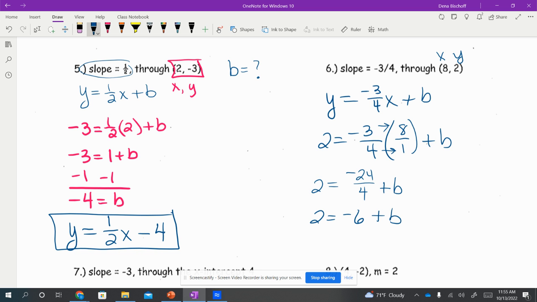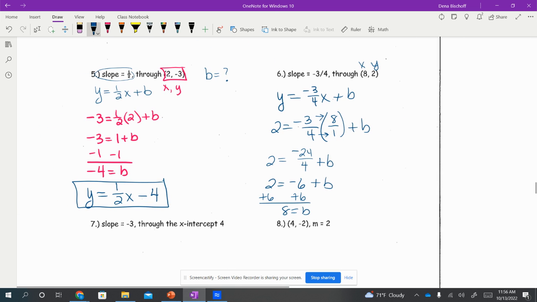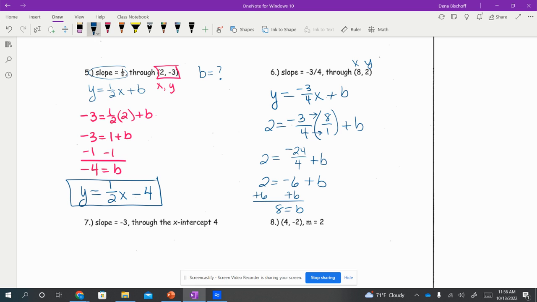How do I solve that? Last step. Add what to both sides? 6. Add 6 to both sides. So I find out that my b value is 8. So my equation is what, Daniel? Y equals -3/4x plus 8. Awesome.